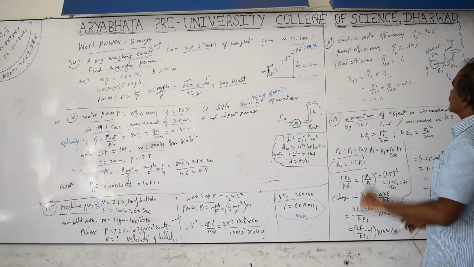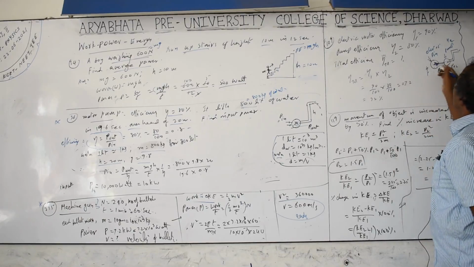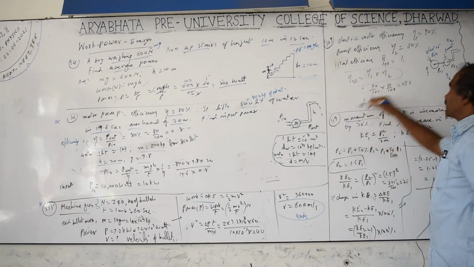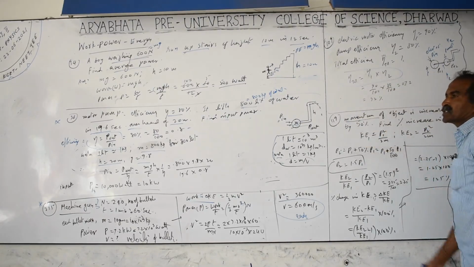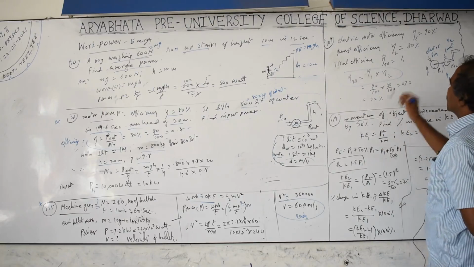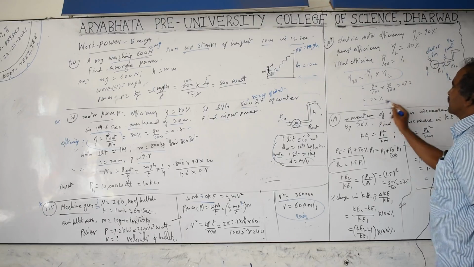So total efficiency is eta 1 into eta 2. Actually, if you take this PO2 by P in, you will get the total efficiency as the multiplication. For any number of machines in series, total efficiency is eta 1 into eta 2. Efficiency won't increase, it decreases here. Overall efficiency will be reduced only. 80% into 90% is equal to 0.72, or 72%.